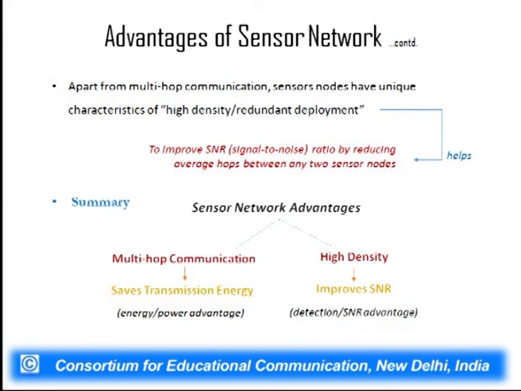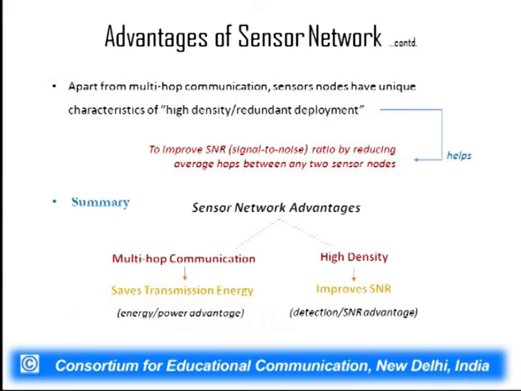Now we move on to the second very important aspect. Apart from multi-hop communication, what else we have in mind is to deploy the sensor network in such a manner that we receive proper coverage for our data. This calls for what? A redundant deployment of nodes in the scenario. This helps to improve the SNR factor. SNR is signal to noise ratio, and this ratio is improved by reducing the average hops between a pair of sensor nodes.